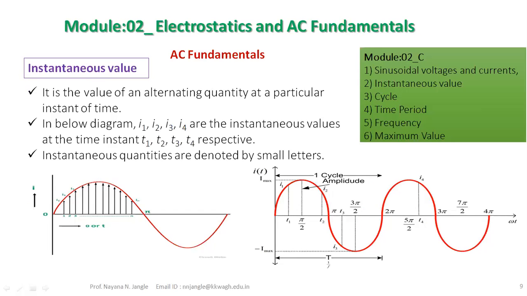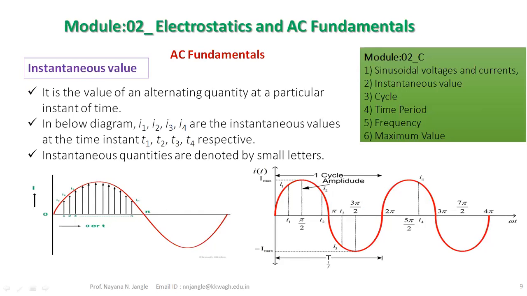Now, what is an instantaneous value of an alternating waveform? The value of an alternating quantity at any particular instant or any particular time is called the instantaneous value. As per this graph, 1, 2, 3 are the instances or the time on the x-axis. On the x-axis it is time, that is t, and this is the magnitude of EMF.